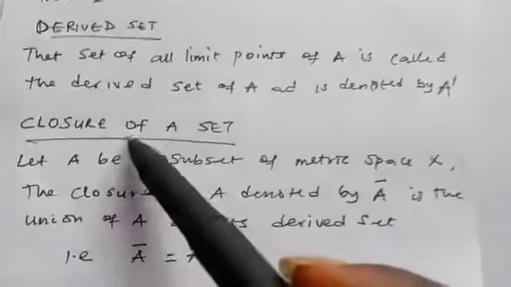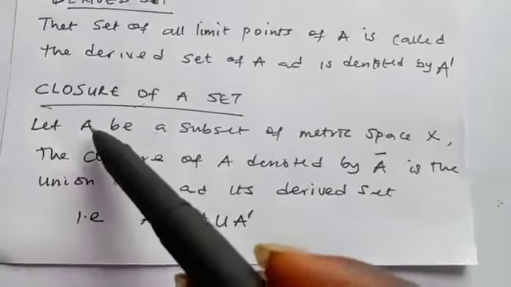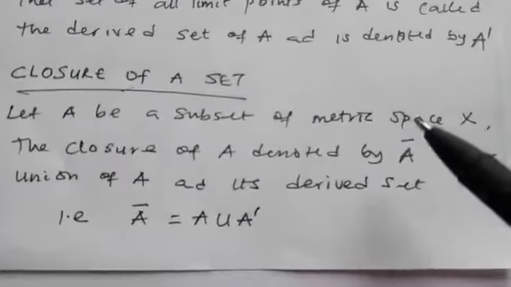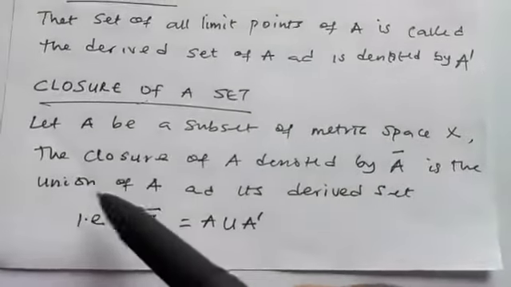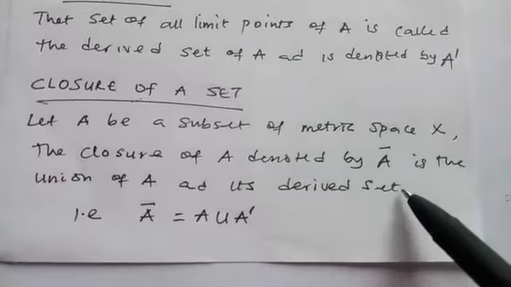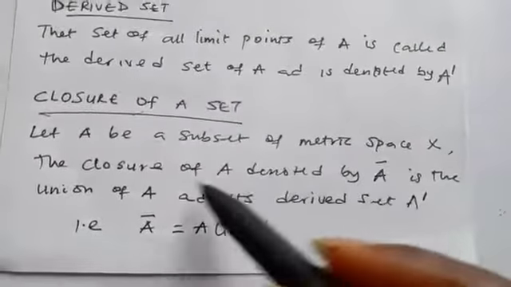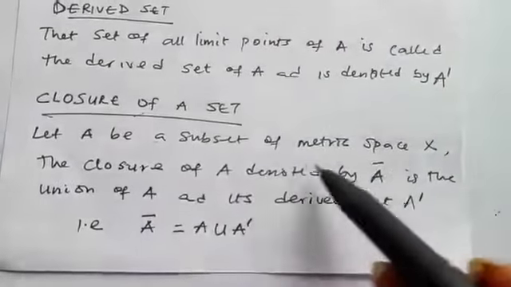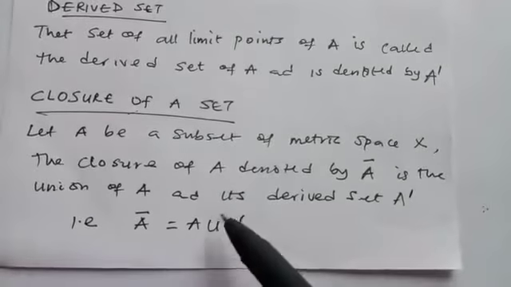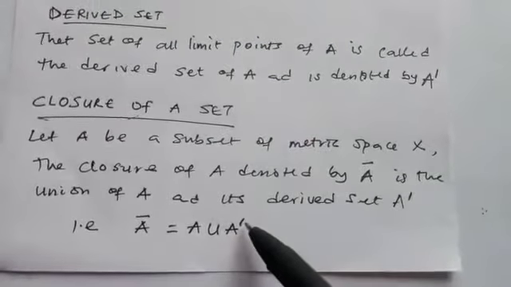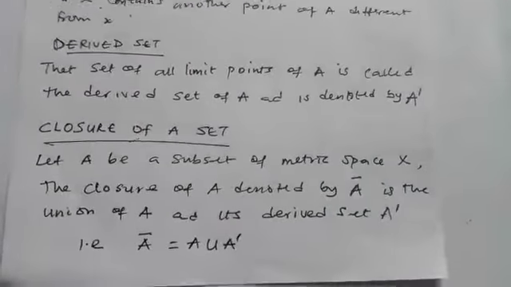And finally, the closure of a set. Let A be a subset of a metric space S. The closure of A is the union of A and its derived set. This is the derived set. We denote the closure of A by A bar. That is to say, A bar is equal to A union its derived set. This will now lead us to the definition of closed set.